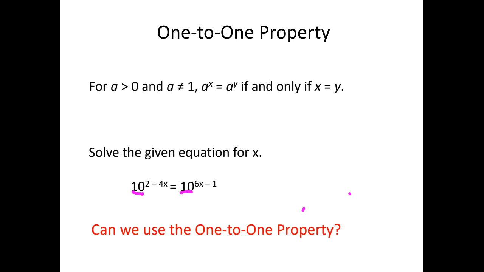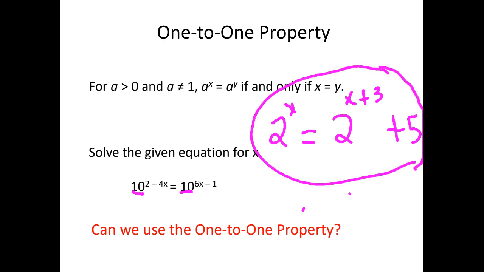So for example, if you have 2 to the x is equal to 2 to the x plus 3, and then you have a number, let's say plus 5, then for this equation we cannot use the one-to-one property because it has this extra 5. So one of the conditions is that they have the same base and that there are no extra operations with it, okay?